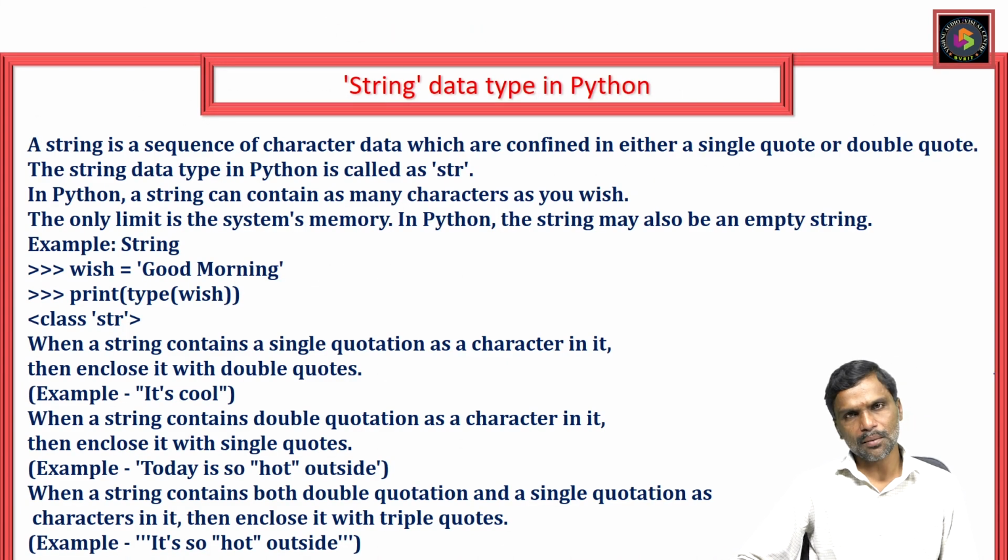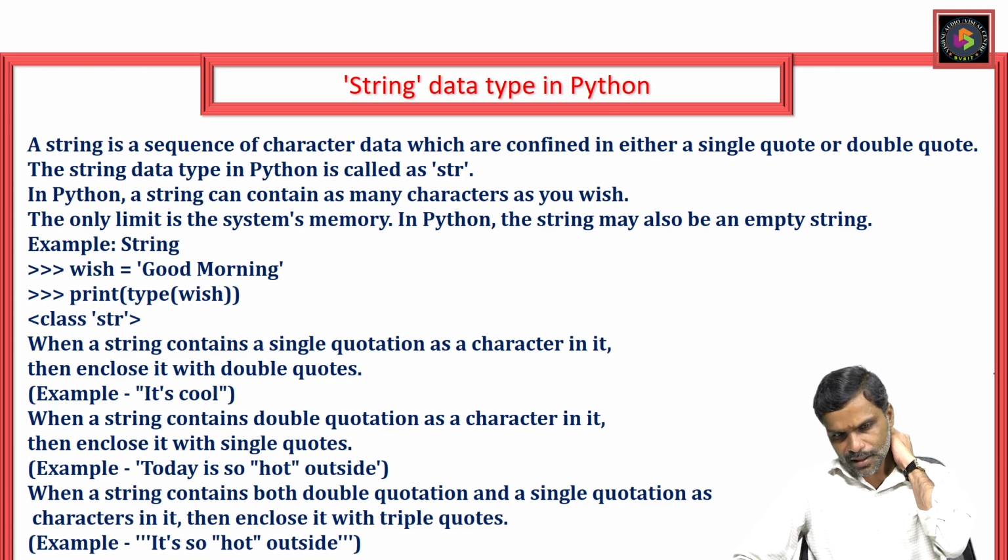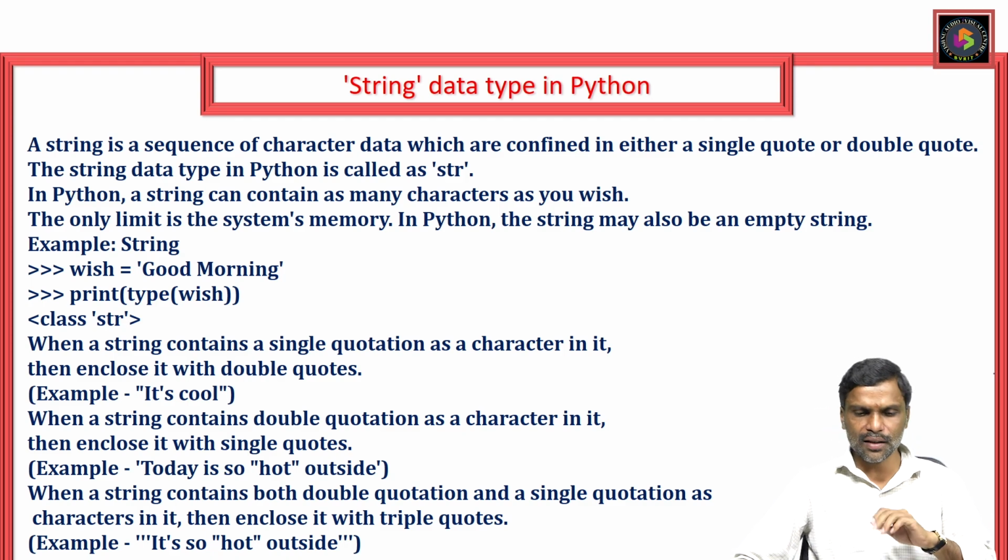A string is represented with the help of double quotes, or maybe single quotes, maybe triple quotes in Python programming. If you are writing a single line, you can take single quote or double quote. If you want to go for multiple lines of string, you can take triple quotes. All this I have taken here. First, an example of a string you can see: "Wish", simply "good morning" is one string.